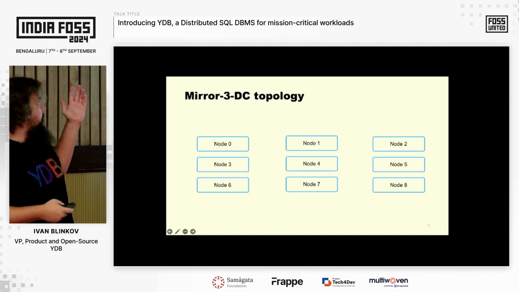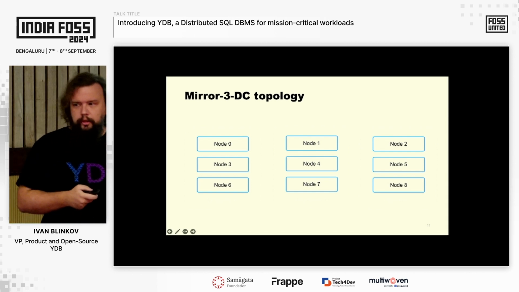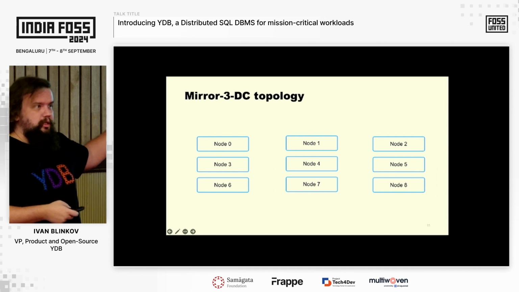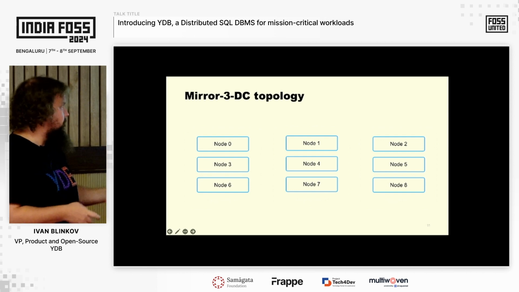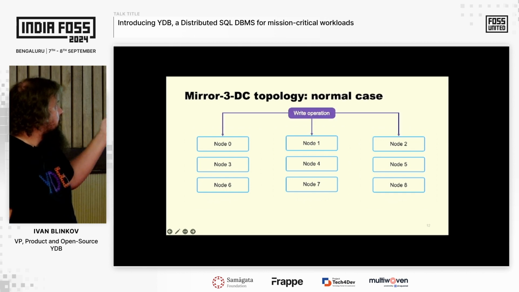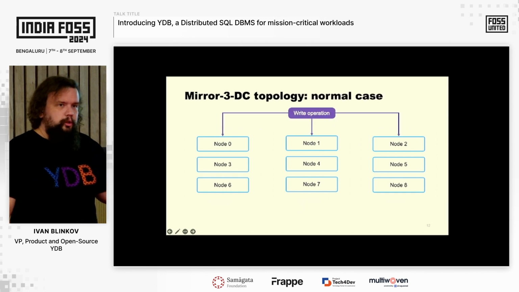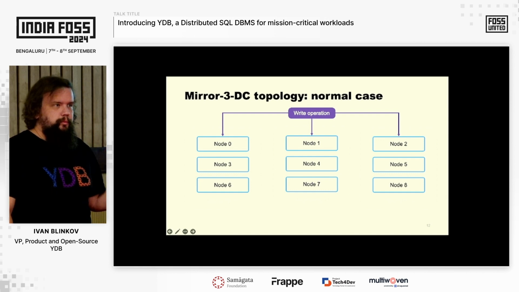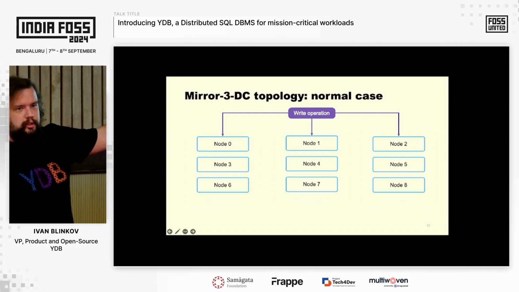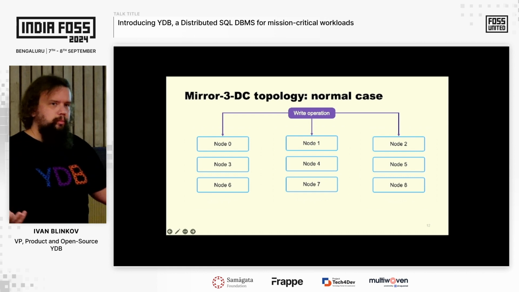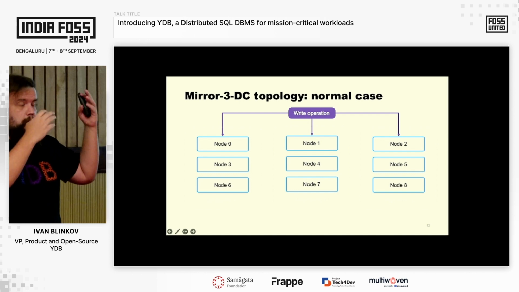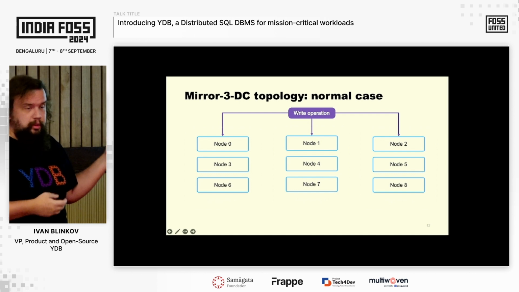Let's see how Mirror 3DC works, the first topology. You can see we have 3 data centers and 3 nodes in each data center, ideally in separate server racks. So this is a minimal setup that makes sense, and we'll see why in the next slide. To explore how this works, we'll use write operations as an example. In the normal case, when everything is working fine, it's simple. You choose 1 node in each data center and write a copy of data to it. You've got 3 copies.